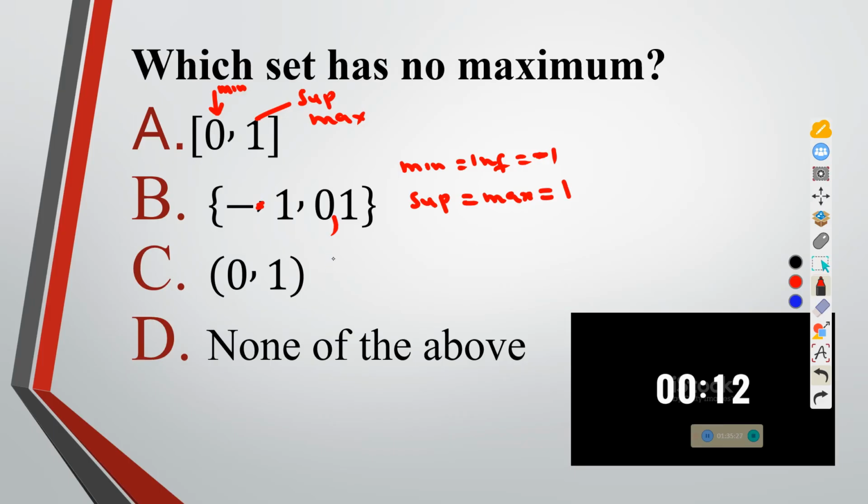So this set here has the infimum of 0 and supremum of 1. Then it has no minimum because 0 is not part of the set, and no maximum because 1 is not part of the set. This one here is an open bracket, meaning 0 and 1 are not part of this set. Okay, so which set has no maximum? It will be C.